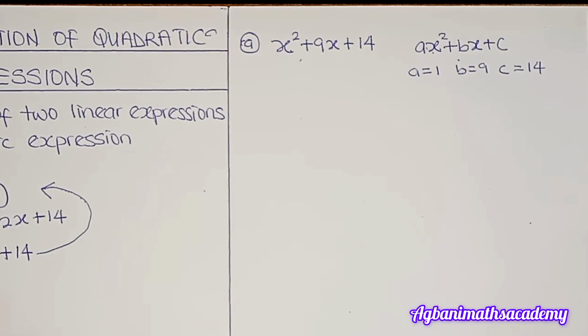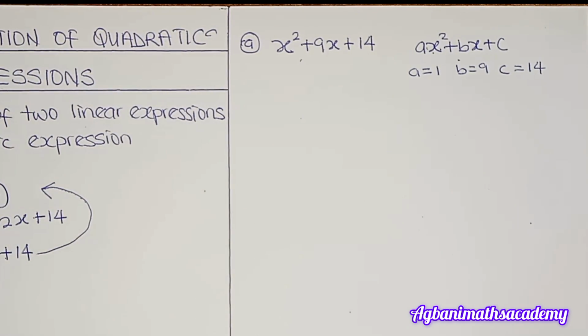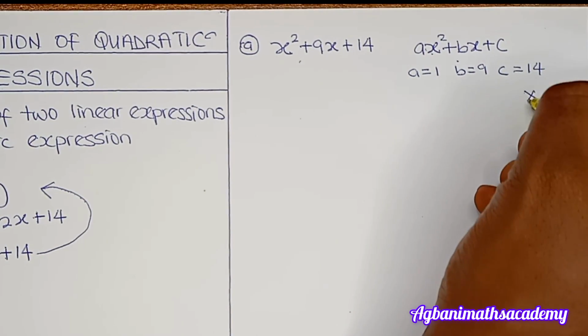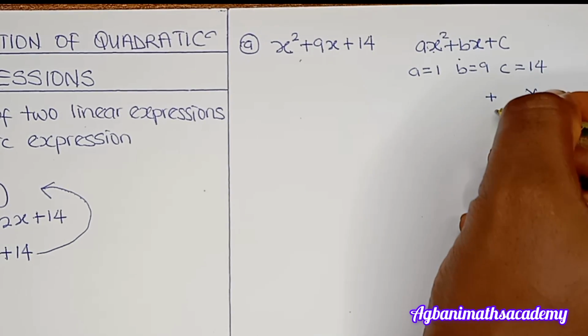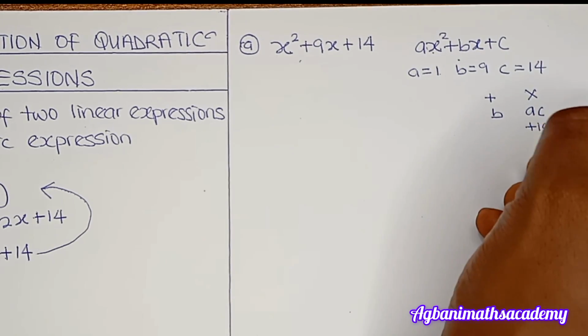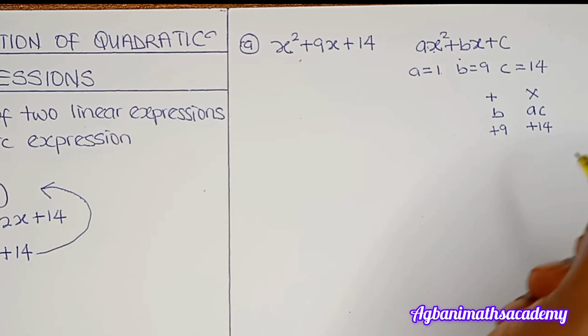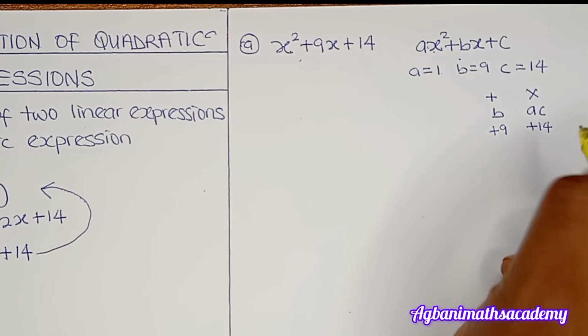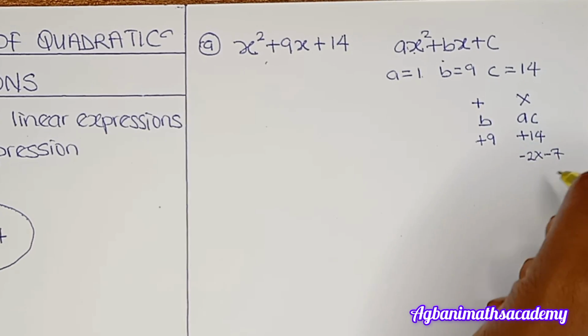In order to factorize this quadratic expression, we are going to look for two numbers that will multiply themselves to give us AC and add themselves to give us B. AC is the same thing as 1 times 14, and that gives us plus 14. And we know that our B is plus 9. So what are the two numbers that will multiply themselves to give us plus 14? Let's write them down. Minus 2 times minus 7, plus 2 times plus 7.